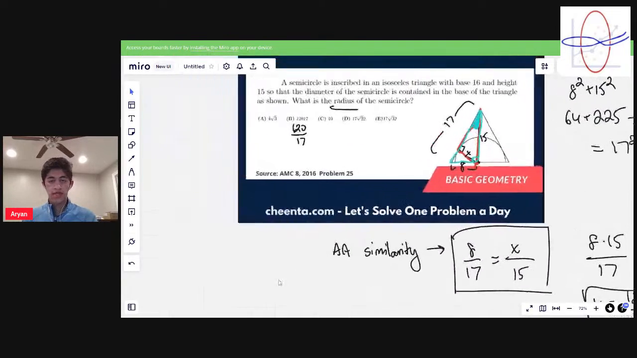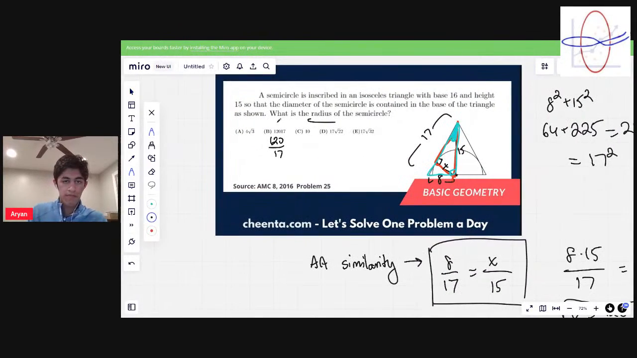Checking the answer choices, we get that this is indeed B. That was just a misprint, but the answer choice should read 120 over 17. So we would circle that and move on. But that should be all for today's question.